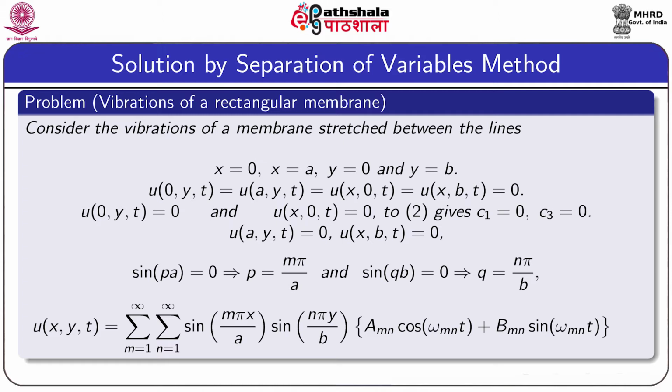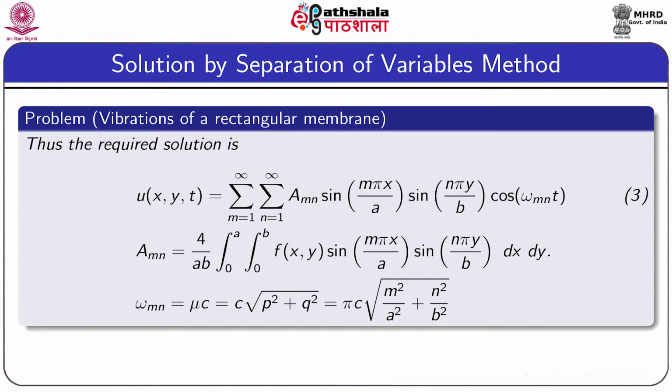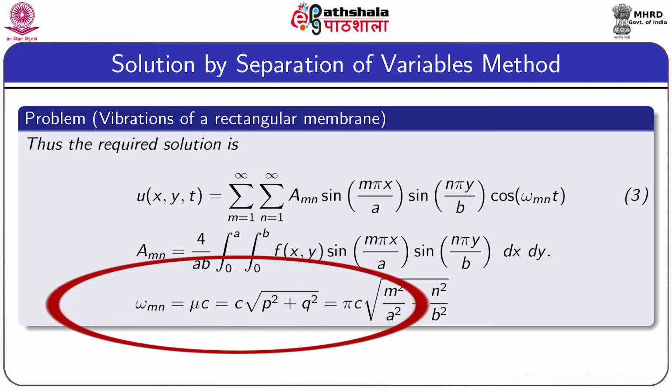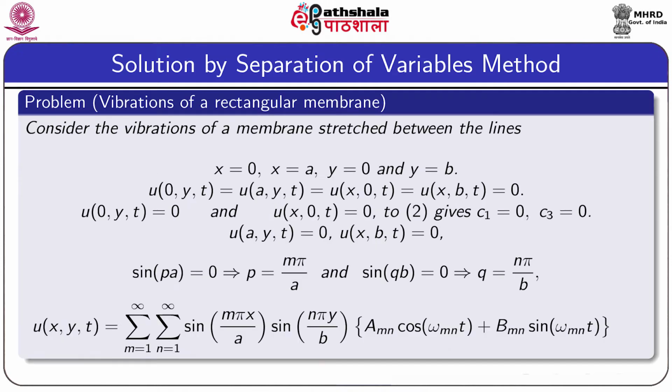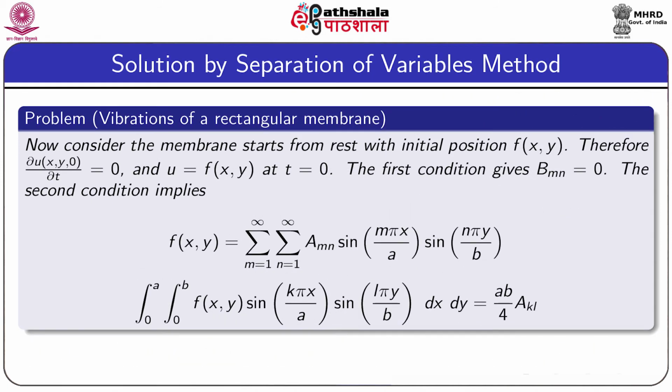and the value of omega is given by mu into c, which is equal to c into square root of p square plus q square. So, that equals pi c into square root of m square by a square plus n square by b square. Now, in this solution, the constants a_mn and b_mn are to be determined, and the values of these constants can be obtained using the other conditions.